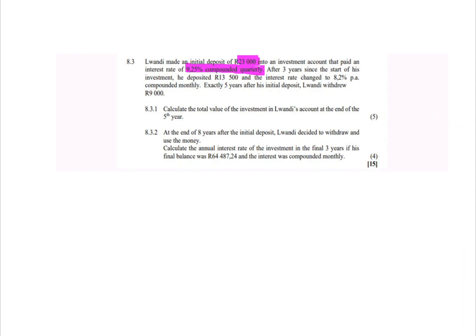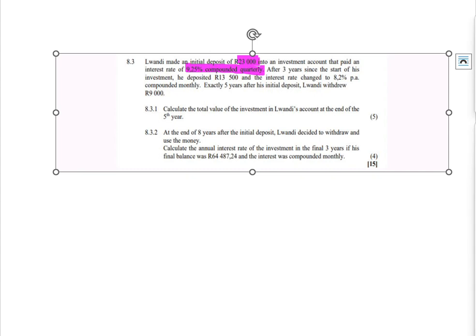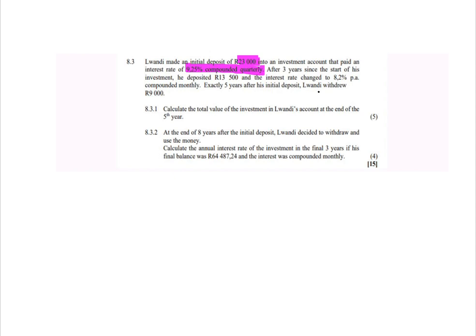So this means that he is gonna make another deposit at the end of 3 years. Okay, so the interest rate is then changed to 8.2% per annum compounded monthly, no longer quarterly but now monthly. So it's gonna be changed when? After 3 years. Okay, so let's see.